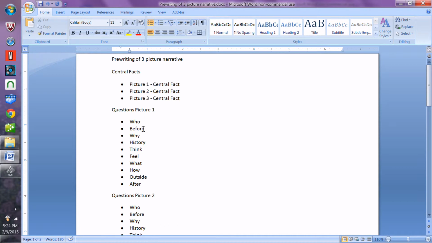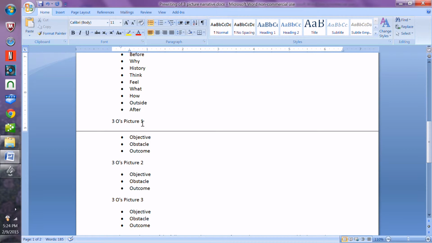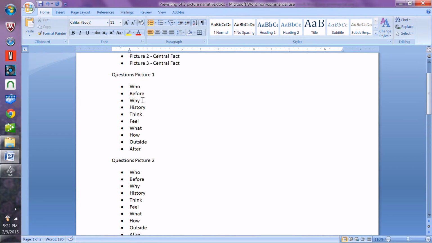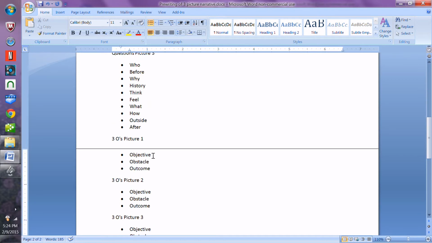Then after you have the central fact and your pictures in the order you want to use, you answer all of these questions about each picture. So this would be your answers to picture 1, picture 2, picture 3. And then we're going to go back to picture 1, and you're going to decide on what your obstacle is going to be. So you have all this, you have your who and why and all of this, what they're thinking, what they're feeling, and then you're going to decide what their obstacle is, what they have to overcome, and what their objective is. So you have your obstacle and your objective.